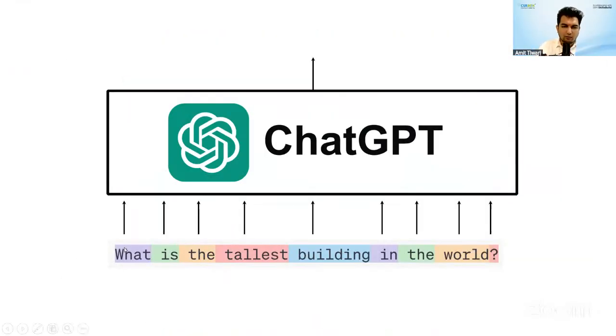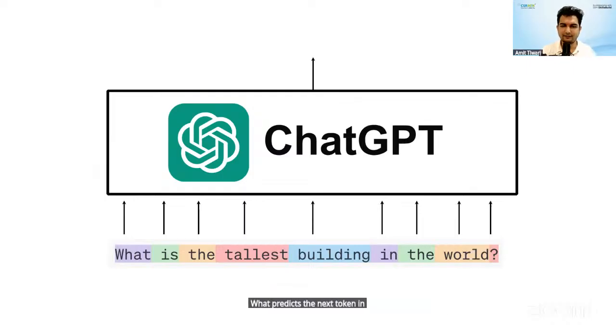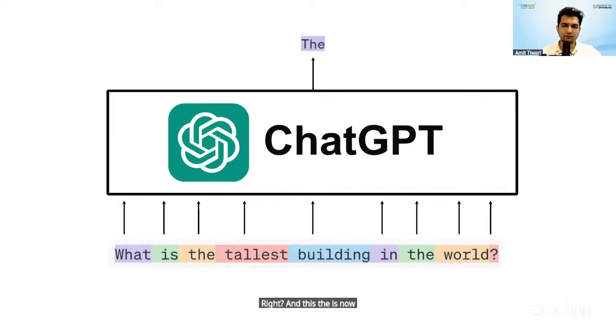So all these tokens, what is the tallest building in the world, go to this large language model, whatever large language model is there. Let's say ChatGPT is the large language model that we are using right now, and it just predicts the next token in the sentence. So it predicts this next token, which is the, and this the is now added to the input of the large language model. After adding this to the input, it predicts the next consequent token in the sequence.